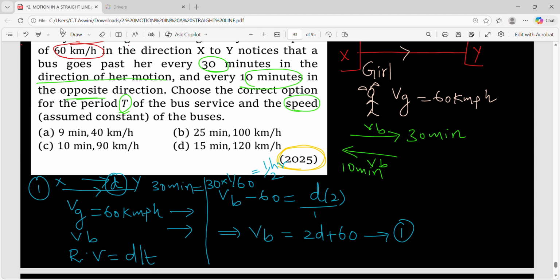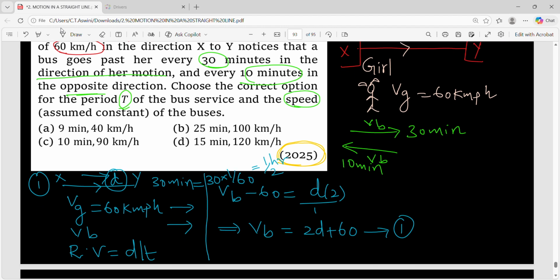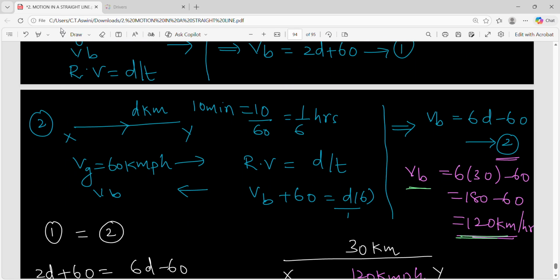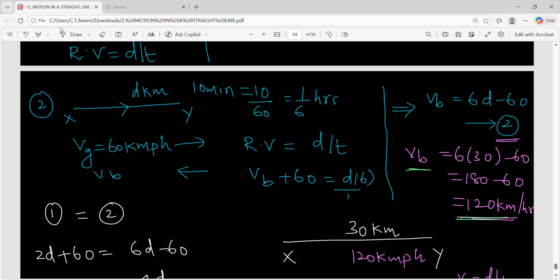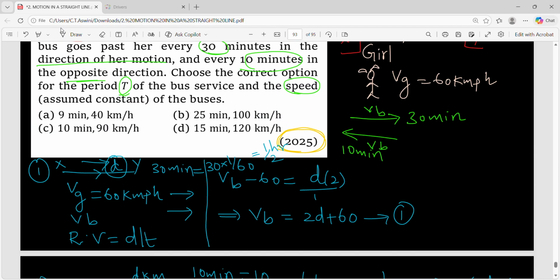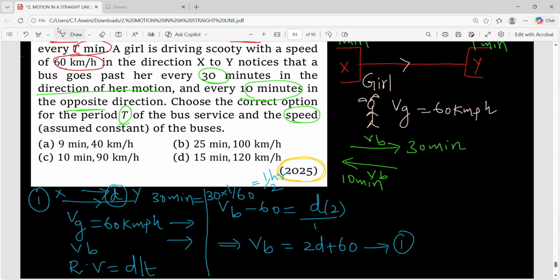First time the bus is moving in same direction, time is given. So take relative velocity, distance by time. Next time bus is moving in opposite direction. So take relative velocity is equals to distance by time. So you'll get two equations, simplify them, you will get d and velocity of the bus. And then just substitute in time expression. So velocity of the bus is 120. There is only one such option. So directly your answer is D. But if you want to do, you can find out the time also. Clear? This was asked in 2025.